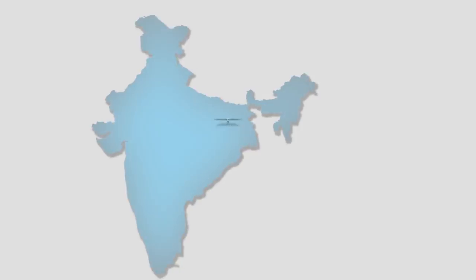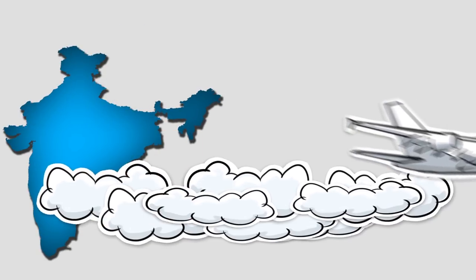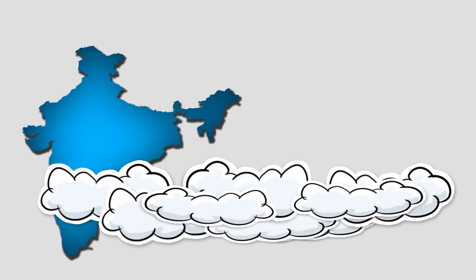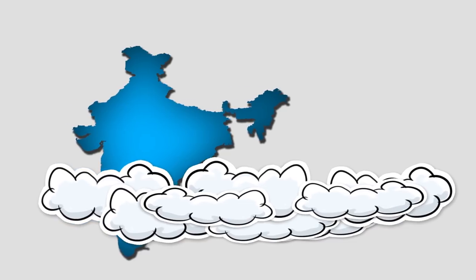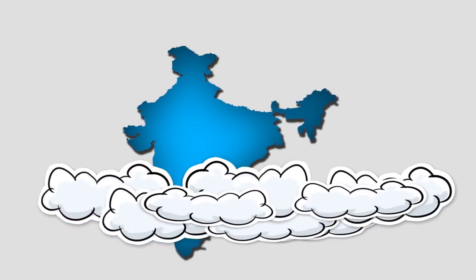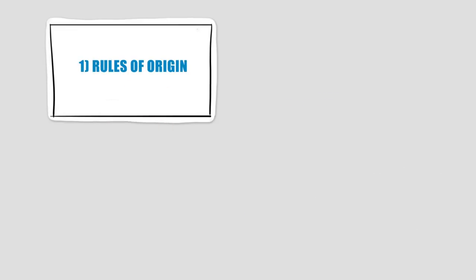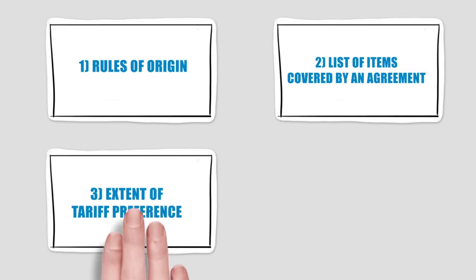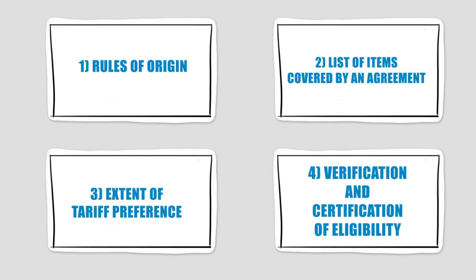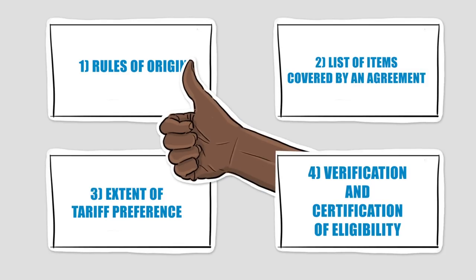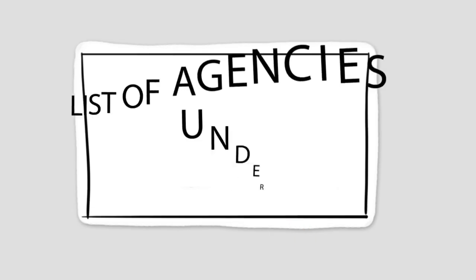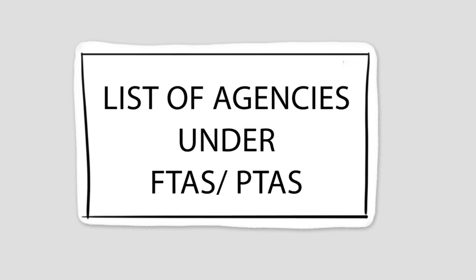Who issues a certificate of origin preferential? For exports under India's FTAs, PTAs and GSP, specified agencies are authorized to issue the certificates of origin. These agencies also provide services relating to issue of COO, including details regarding rules of origin, list of items covered by an agreement, extent of tariff preference, verification, and certification of eligibility. The list of these agencies authorized under the various FTAs or PTAs is given in Appendix 2B of the Foreign Trade Policy and is available on the DGFT website.